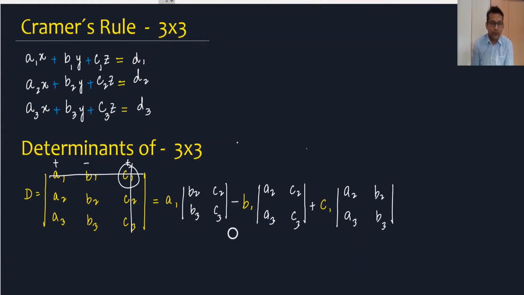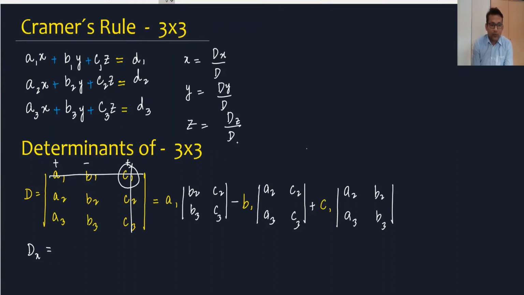So after finding the determinant D, we have to find Dx. In Cramer's rule, we have the formula that x is equal to the determinant of x divided by the normal determinant, y equals the determinant of y divided by the normal determinant, and to find z we need the determinant of z divided by the determinant of this equation.